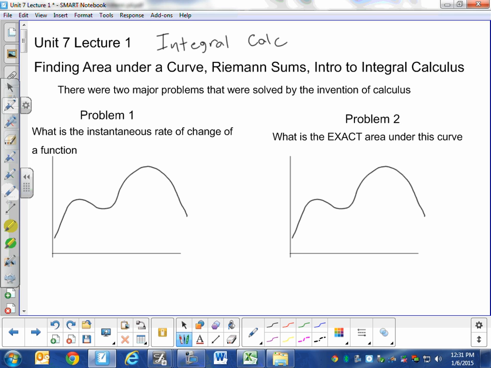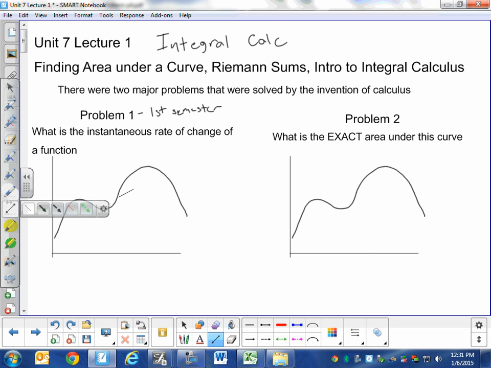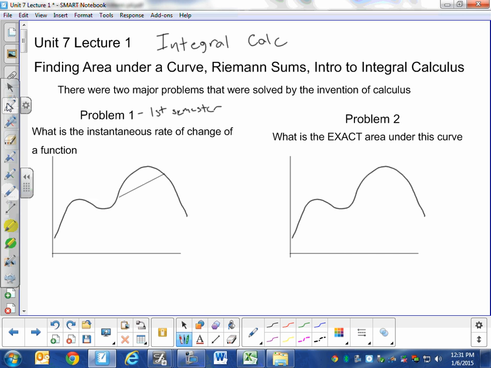Okay. Two major problems that were solved by the invention of calculus. The first problem we dealt with in the first semester, where we asked, what is the instantaneous rate of change of a function? Well, we first introduced the average rate of change of a function, which is just the change in the y over the change in the x, or the slope of the secant line.